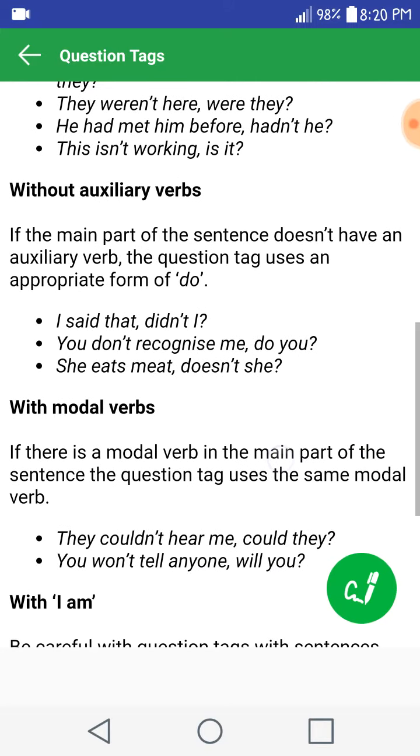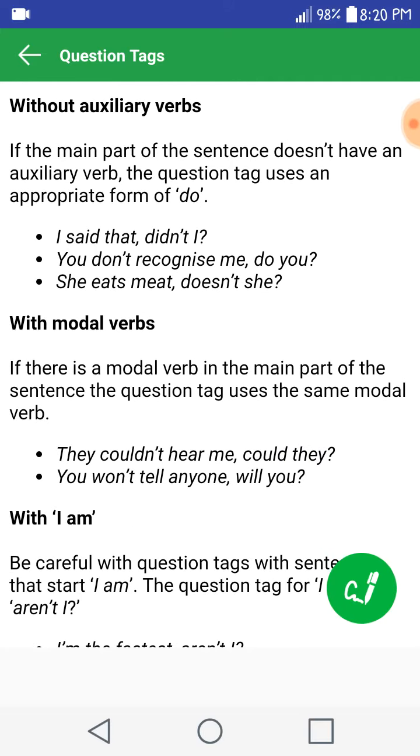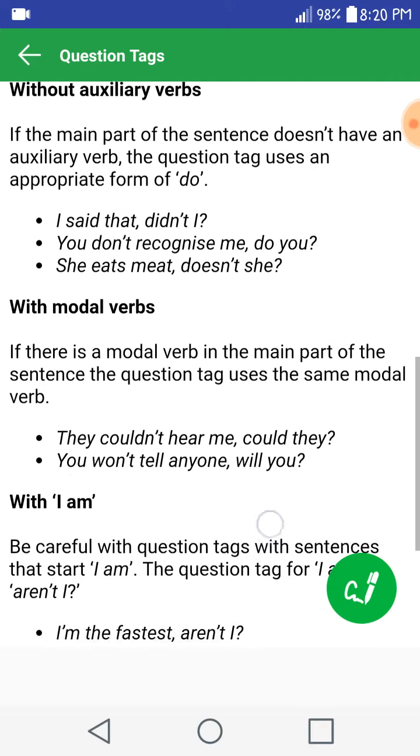Without auxiliary verbs, if the main part of the sentence doesn't have an auxiliary verb, the question tag uses an appropriate form of do. I said that, didn't I? You don't recognize me, do you? She eats meat, doesn't she?